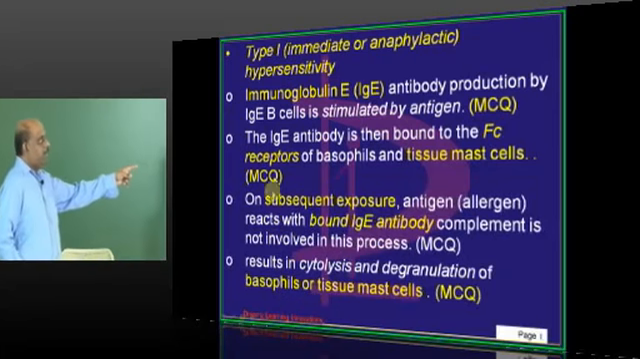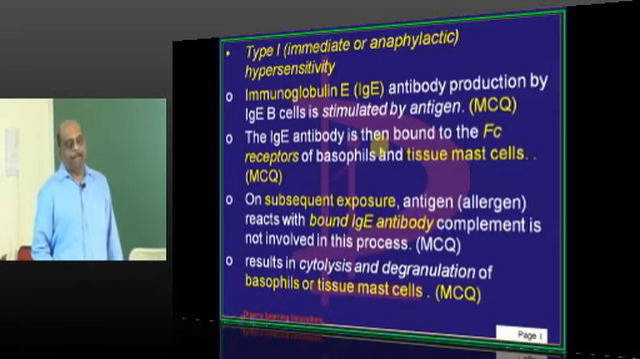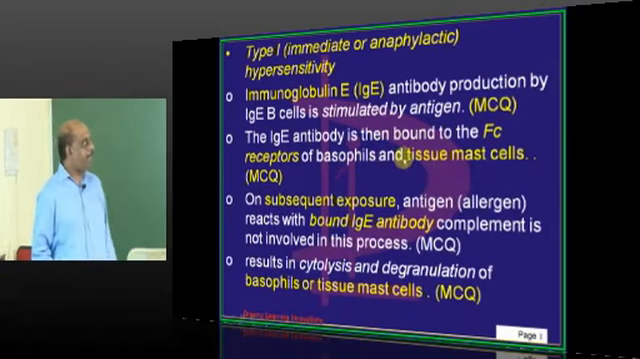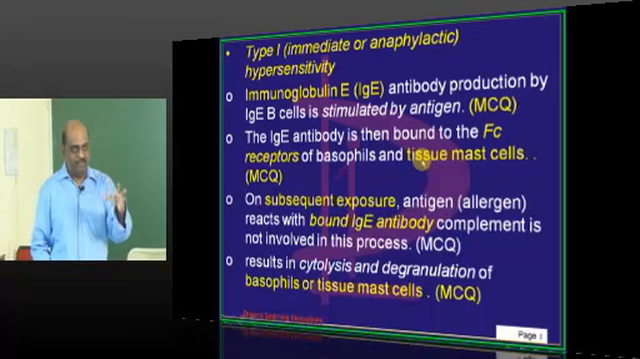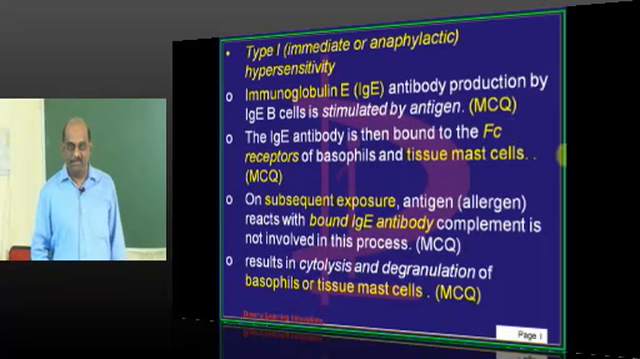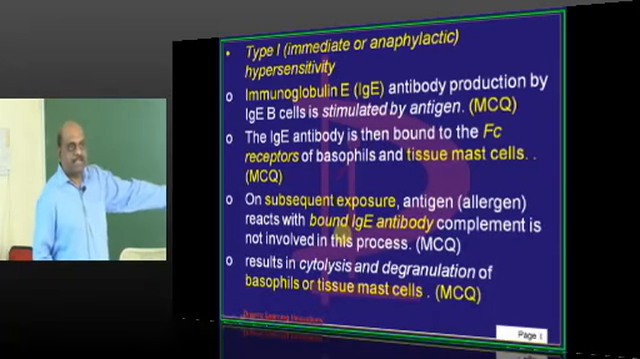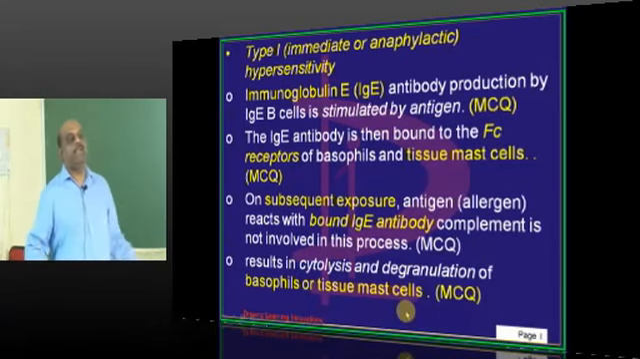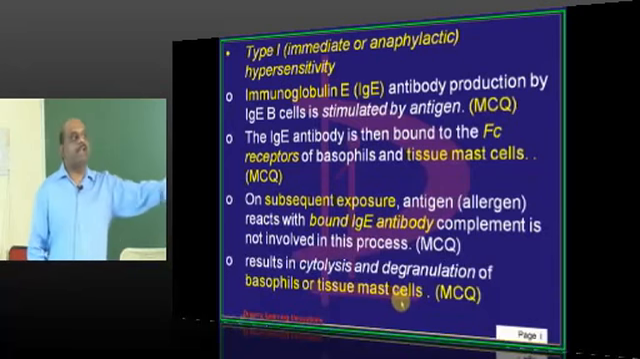So, the IgE antibody which is produced by the B cell becomes bound to the Fc receptors of the basophils and tissue mast cells. So, mast cells are feeling ready to explode any moment. Suppose there is a subsequent exposure: first is sensitization, then the antigen reacts with that bound IgE antibody and that leads to mast cell degranulation, which leads to all the reactions which you see in the case of type 1 hypersensitivity.